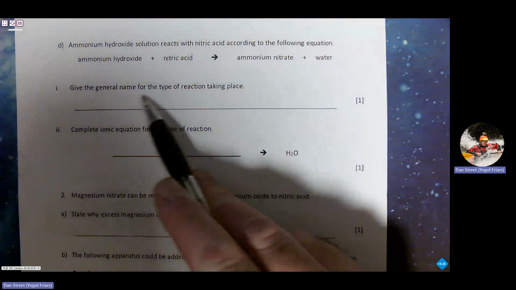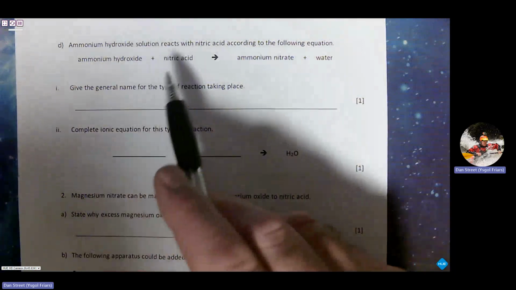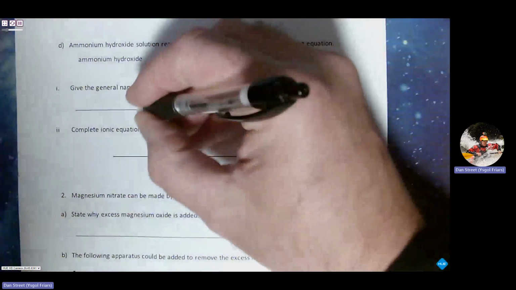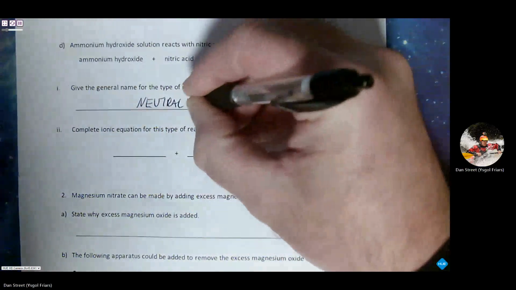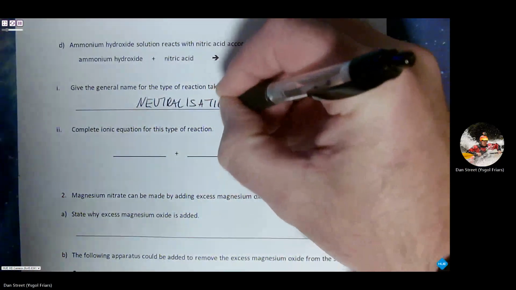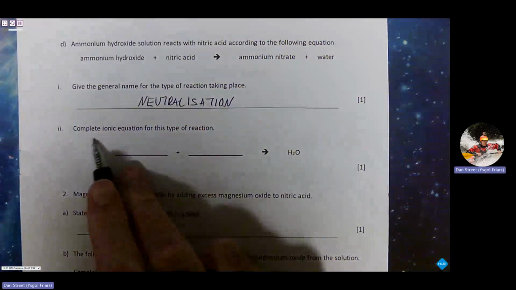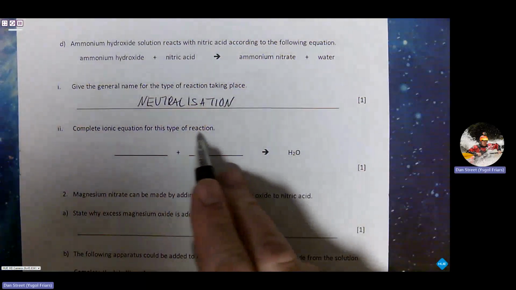Give the general name of the type of reaction taking place. Well, this is an acid reacting with an alkali, so we'd call that a neutralization reaction. Okay, now it says complete the ionic equation for this type of reaction.